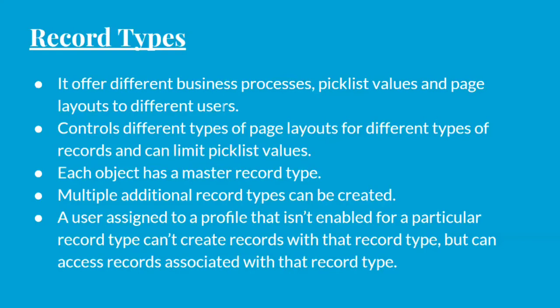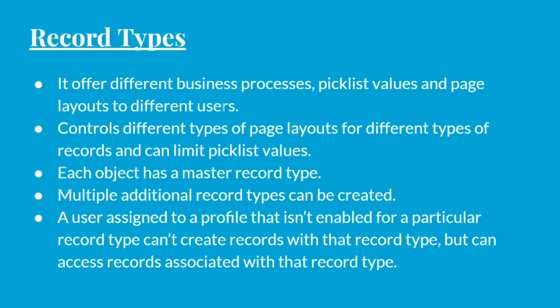So whenever a user is assigned to a profile that is not enabled for a particular record type, they can't create records with that record type. So what does that mean? Suppose you have a profile, but that profile doesn't have access to a particular record type. Suppose you are using two profiles in your organization, profile 1 and profile 2. Profile 1 doesn't have access to record type school. So he cannot create any kind of records that are schools under the account object. He can only create the referral partner kind of account.